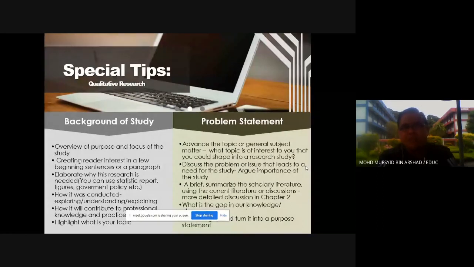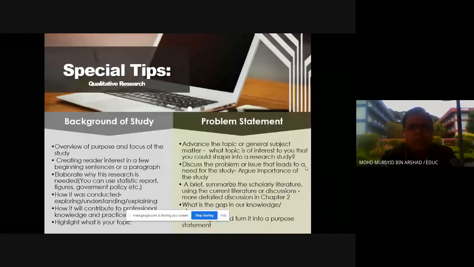I think based on my experience, there will ideally be maybe 9 pages for the background study, maybe 10 pages, maybe 11 pages or 12 pages. It's up to you. All right. But believe me, the background of study will be longer compared to the problem statement.